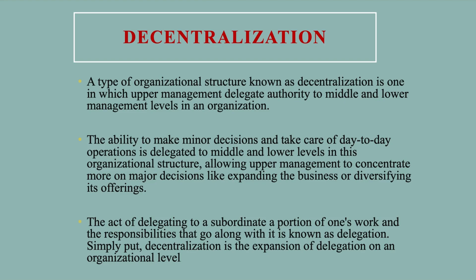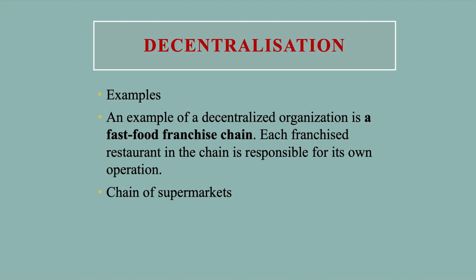One more thing to add is that it's an act of delegating to a subordinate a portion of one's work and responsibility. This is very well related to delegation of authority as discussed in the previous lecture. We can take an example of a fast food franchisee chain. There are n number of fast food franchisee chains which operate in various parts of the country. Or you can take an example of supermarkets also. These two are good examples of decentralization.